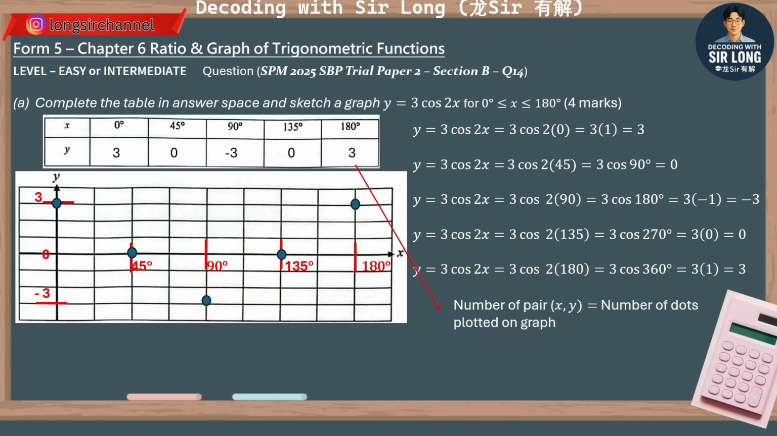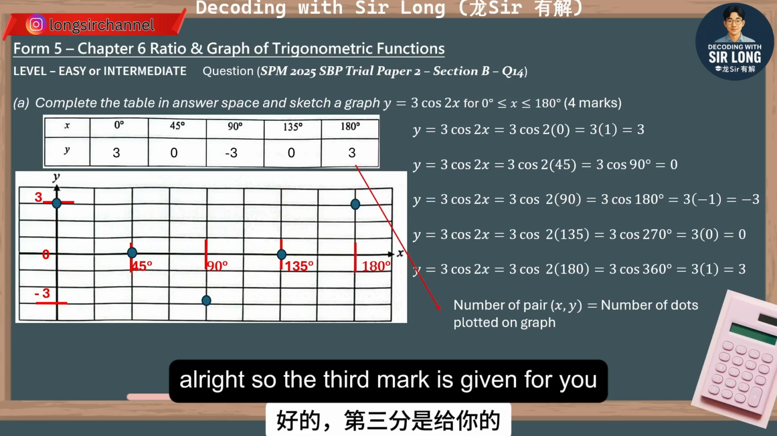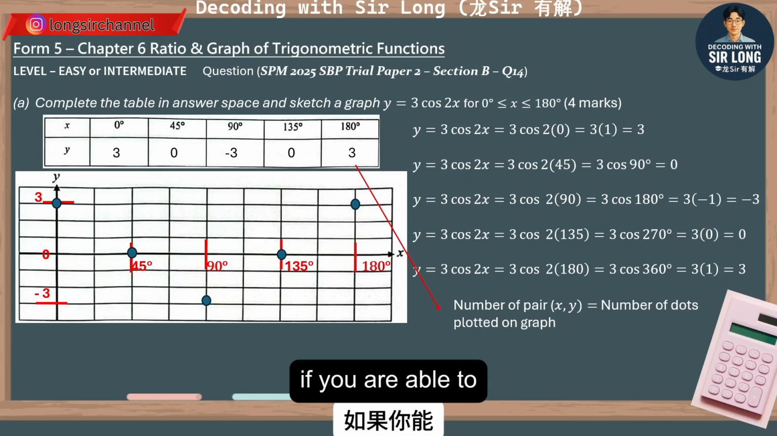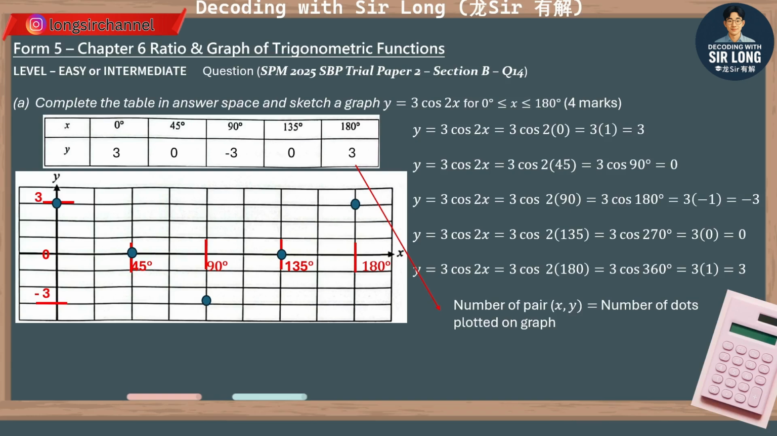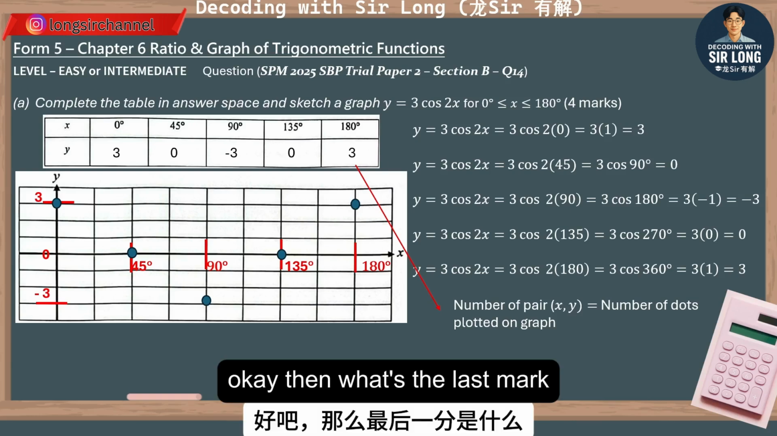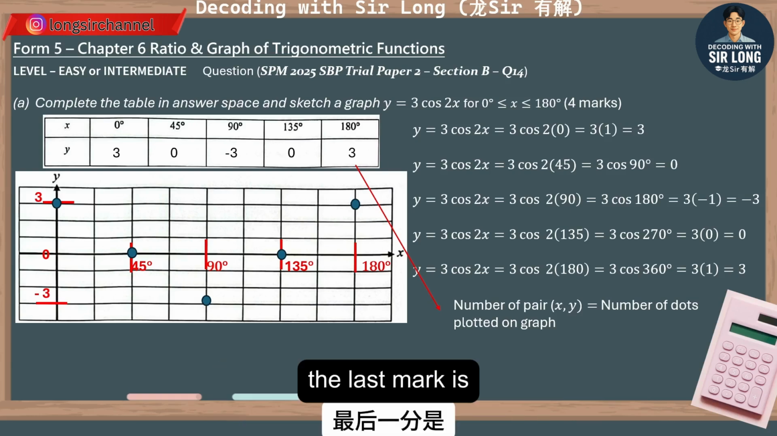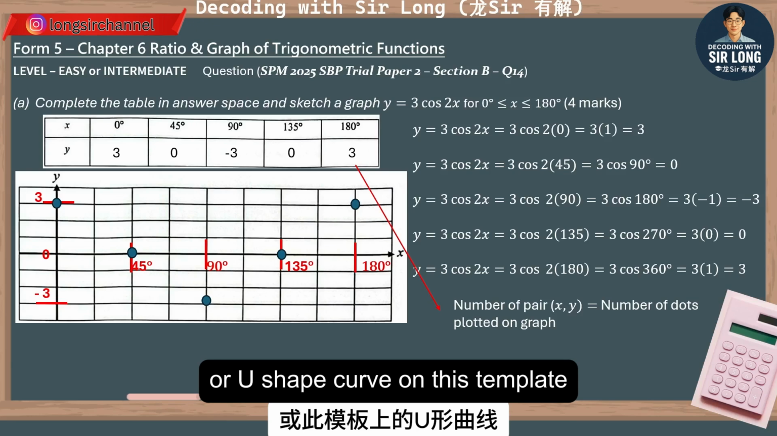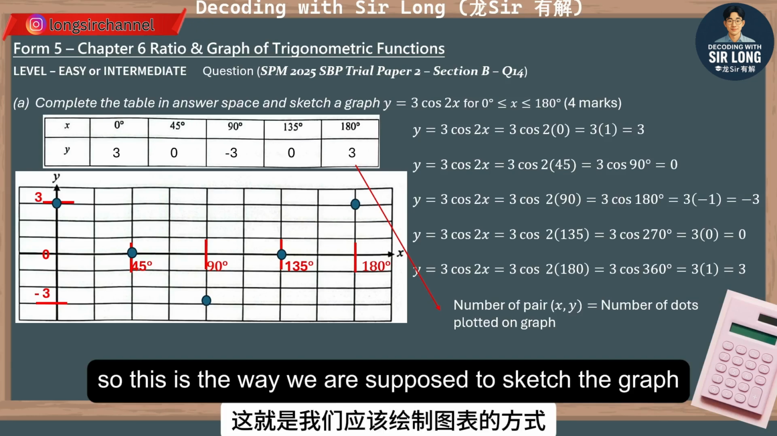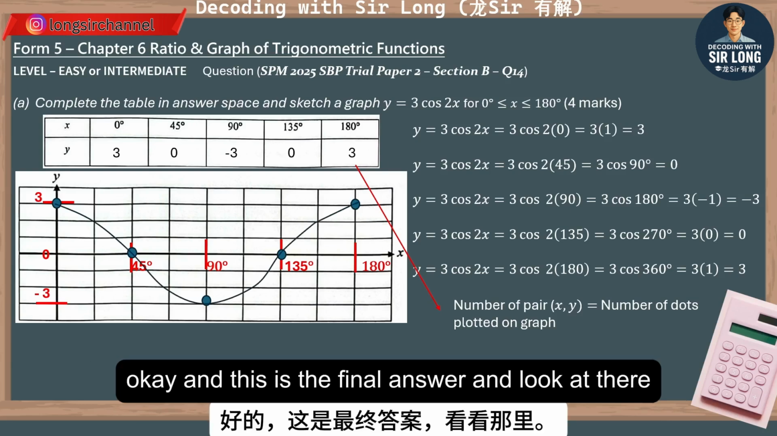The third mark is given to you if you are able to plot all dots at the correct positions on the graph. Then what's the last mark? The last mark is for knowing how to sketch a smooth curve or U-shaped curve on this template. So this is the way we sketch the graph, and this is the final answer.